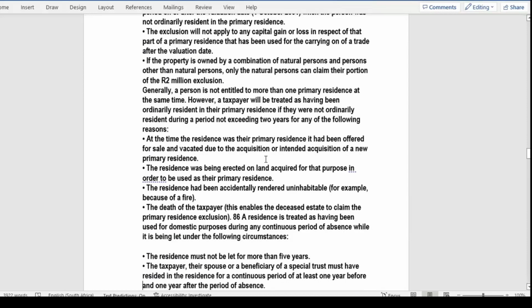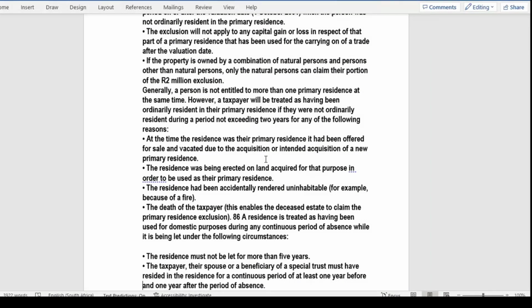So generally, a person is not entitled to more than one primary residence at the same time. However, a taxpayer will be treated as having been ordinarily resident in the primary residence if they are not ordinarily resident during a period not exceeding 2 years for any of the following reasons. At the time the residence was their primary residence, it had been offered for sale and vacated due to the acquisition or intended acquisition of another primary residence.